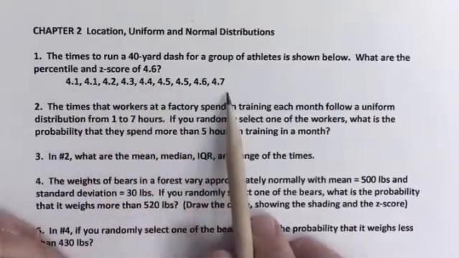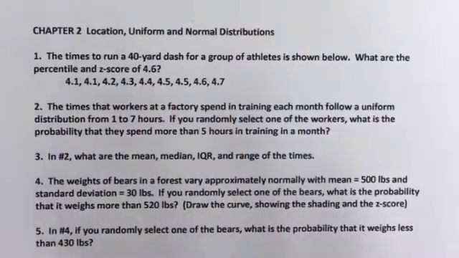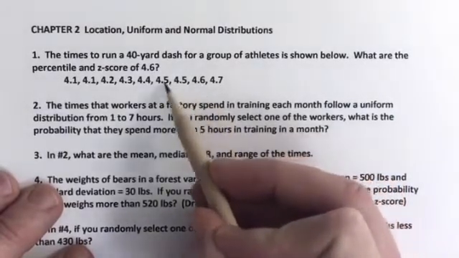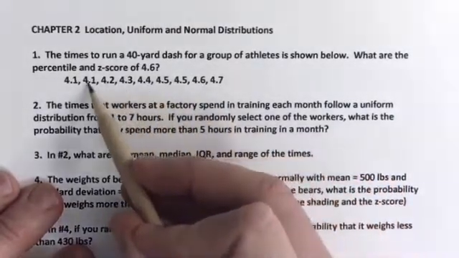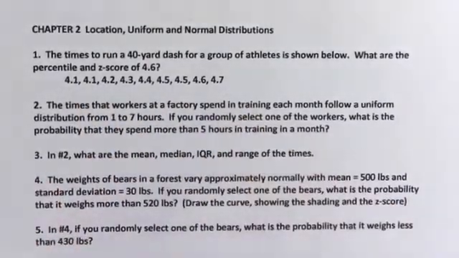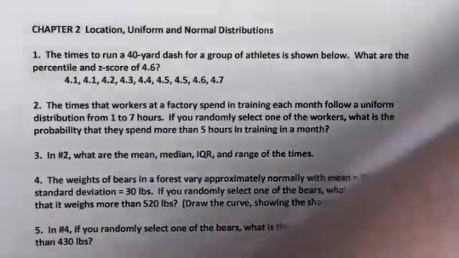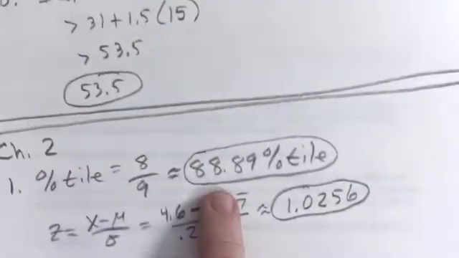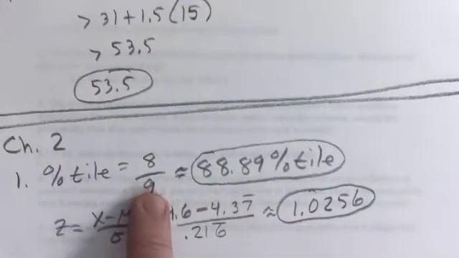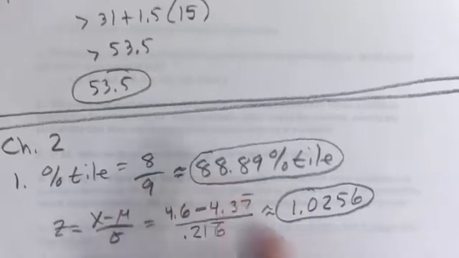So here are these athletes. The percentile is the percent of values that are at or below a value. And so for 4.6, let's count the number that are below it. It's 1, 2, 3, 4, 5, 6, 7, 8. There are 8 below it, and there's a total of 9 values. So the percentile is going to be 8 over 9, which would be the 88.89th percentile. That is how you find percentile. It's just the percent of values that are at or below it.